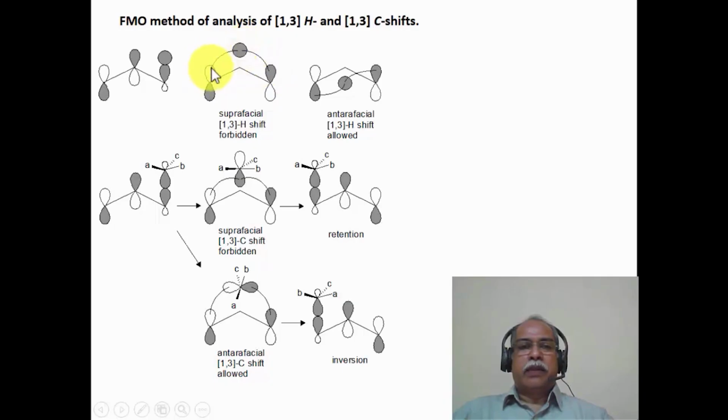When the migration takes place, the hydrogen can migrate in a suprafacial manner to this position, and that would essentially end up in an antibonding kind of interaction in the thermal migration. So a thermal suprafacial 1,3 hydrogen shift would be a forbidden process under thermal conditions.